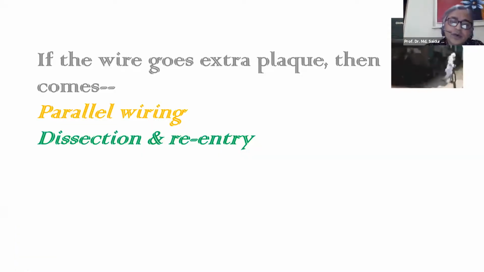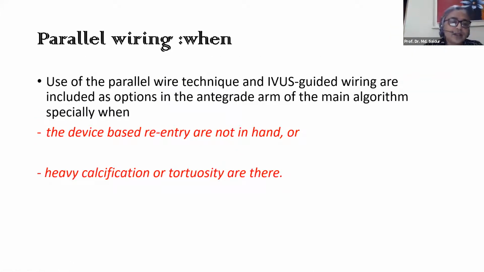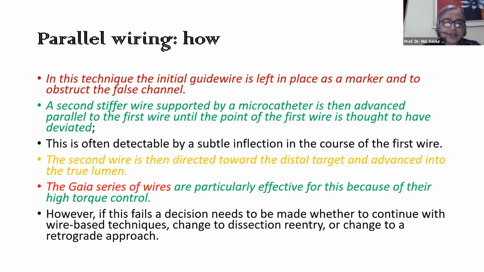And then if the wire goes extra plaque, then comes parallel wiring and dissection and re-entry, these two techniques. This is very important. Always you have to know how to go from extra plaque to intraplaque. Parallel wire techniques and IVUS guided wiring are included as options in the antegrade arm of the main algorithm, especially when device-based re-entry is not in hand or heavy calcification and tortuosity are there. In parallel wiring, the initial guide wire is left in place as a marker and to obstruct the false channel.